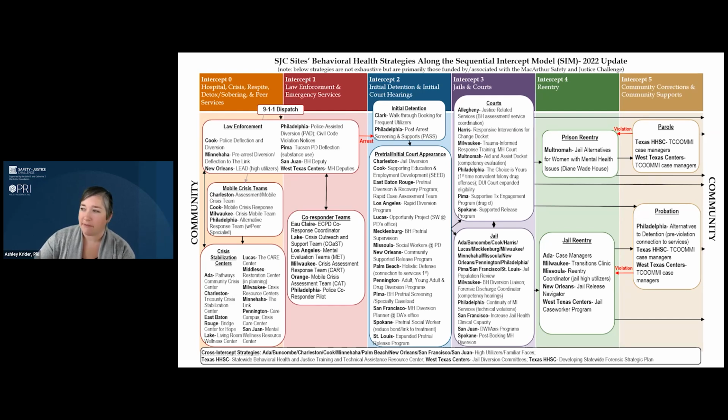And a caveat that we note at the top: we tried to include strategies that were either funded directly by the SJC or at least closely linked. So there are behavioral health programs and initiatives at a lot of these sites that existed prior to the SJC or with outside funding, things like that. So this certainly isn't exhaustive, but it does give you a good at-a-glance look at SJC behavioral health focuses.